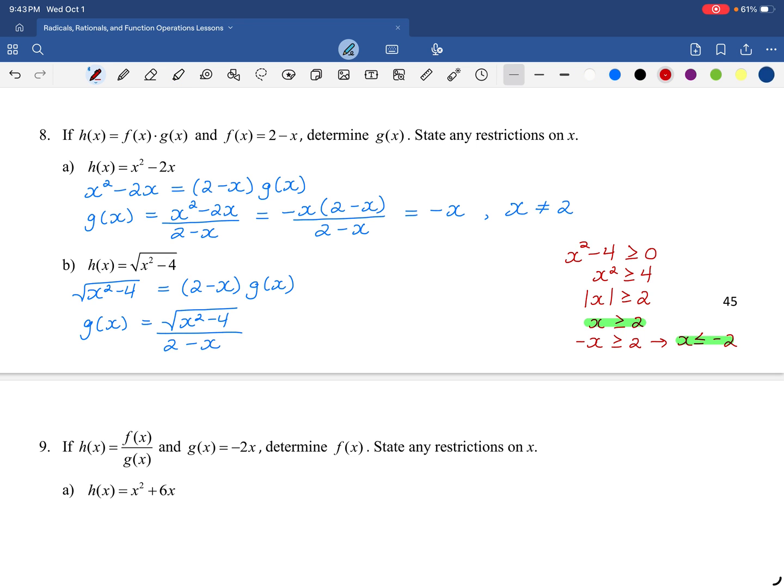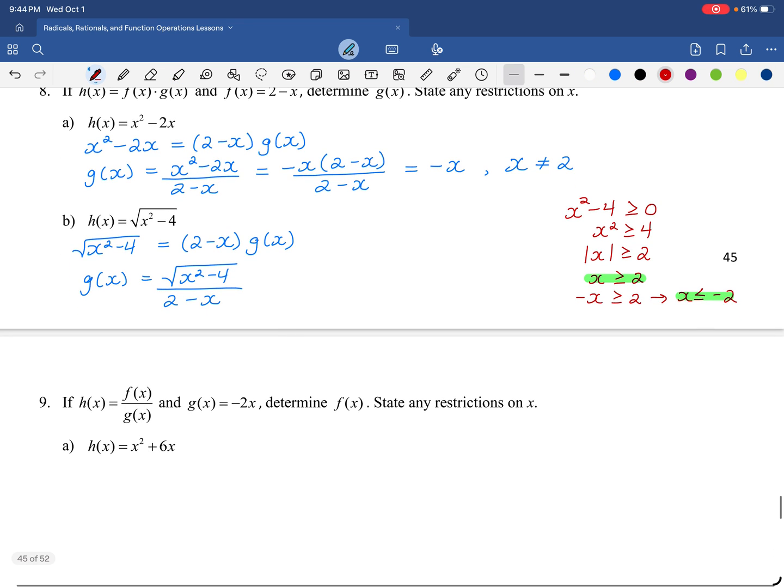Now I'm going to make a little number line here. So here's my number line. I've got a negative 2 and a positive 2. But remember, I'm also going to add this here. x also can't be equal to 2. So that's an extra condition we do want to consider as well.